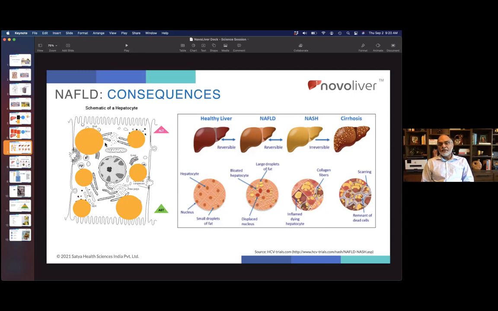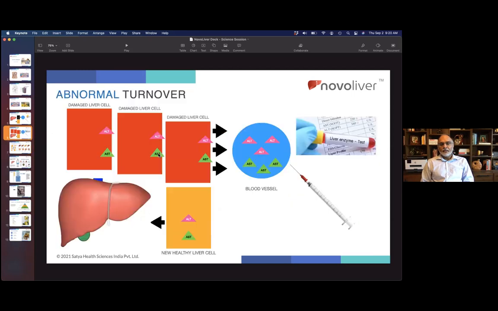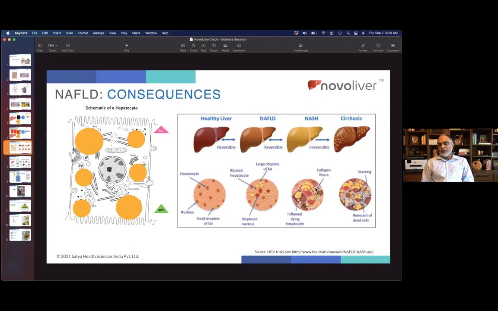When there is so much damage relative to replacement, tens of liver cells are dying and only one is regenerating. So the liver says, okay, what can I do? Let me replace the vacant areas with scar tissue in the form of collagen fibers. As this process goes on unchecked, it can lead to cirrhosis of the liver. So now you have a background as to the consequences of that extra fat being inside your liver cell.